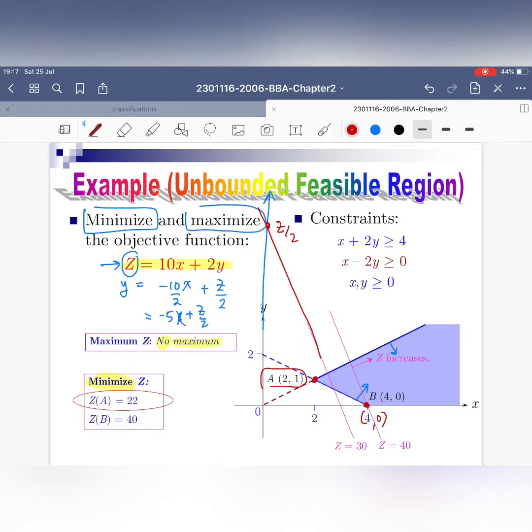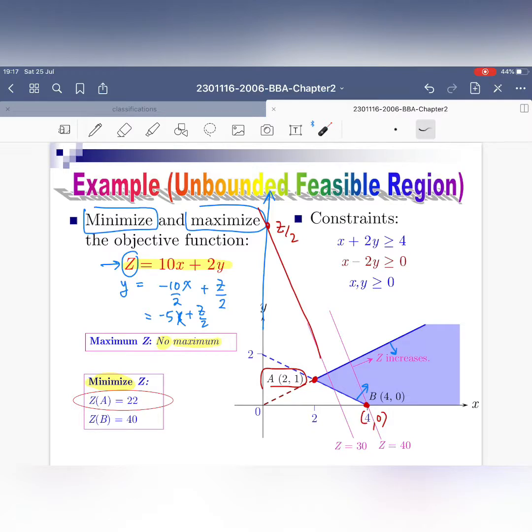So you just plug the 2, 1 into your z. So you have 20 and 2, so you have 22, and if you plug in 4, 0 there, you get 40. So the minimum will be this 22, at this point.